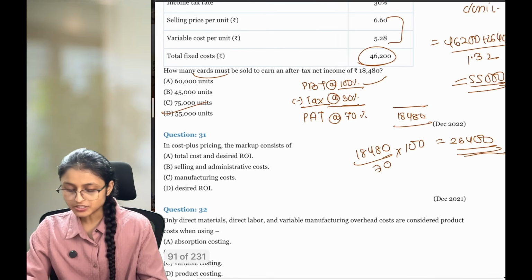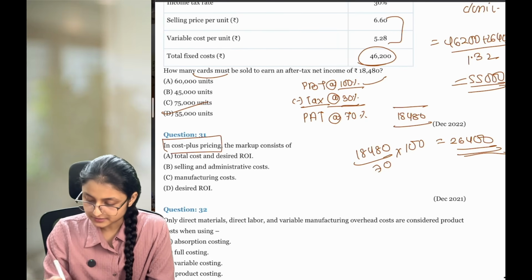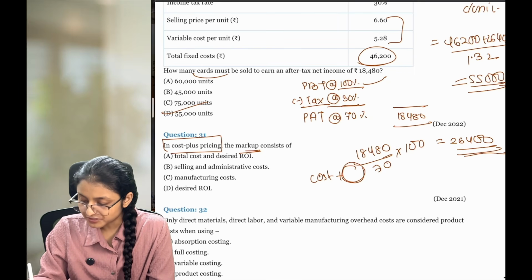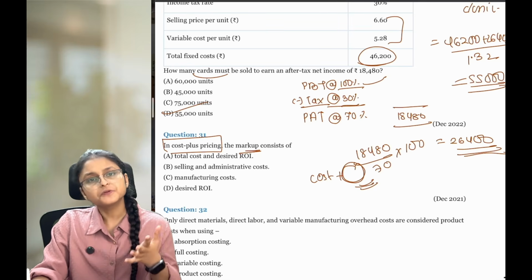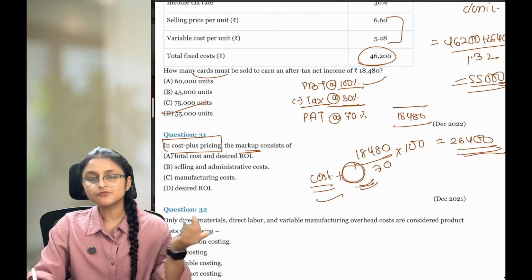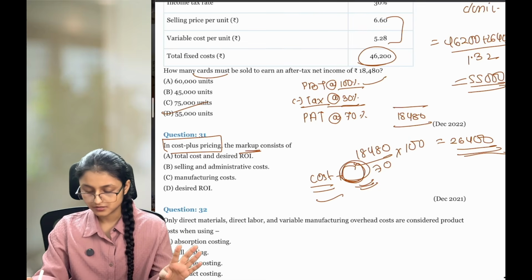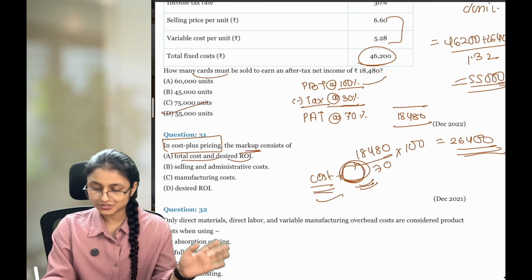Done. In cost plus pricing, the markup consists of what? Cost plus pricing is what? Cost plus a specific markup is added here. So what is this markup? Markup is the profit which you want to earn, because all the costs we have already considered here. So markup is going to be the profit which you want to earn. Okay? Your markup is not going to be total cost plus desired ROI, because cost is already considered.